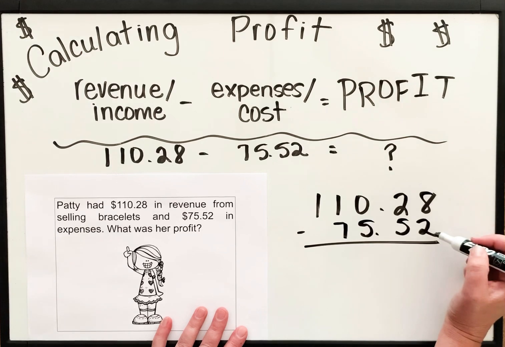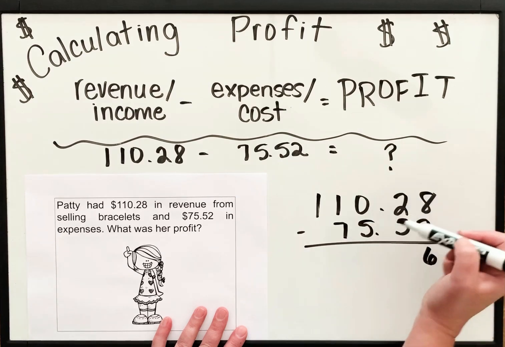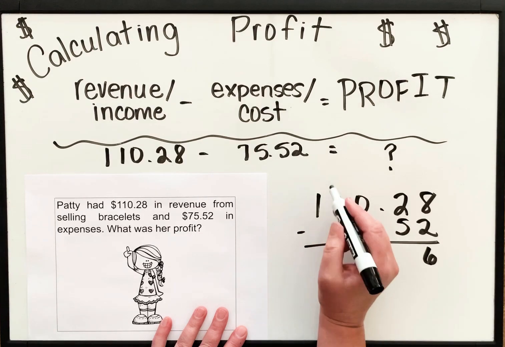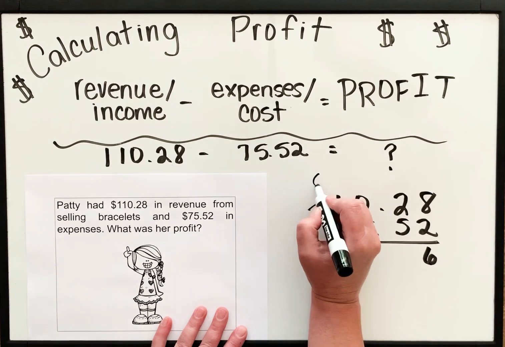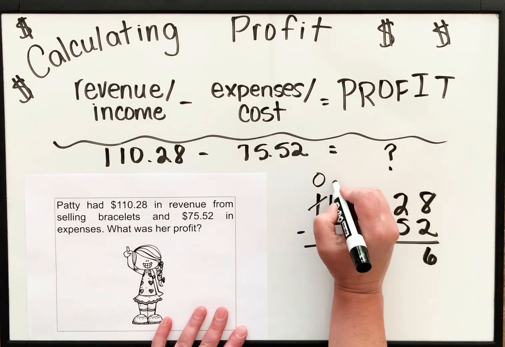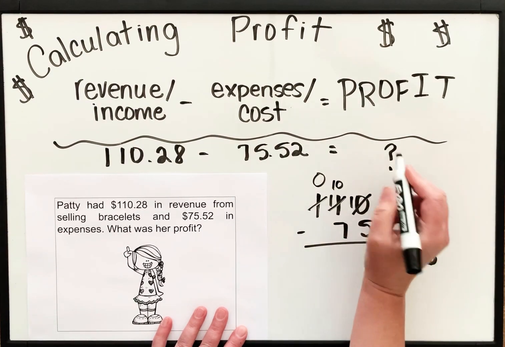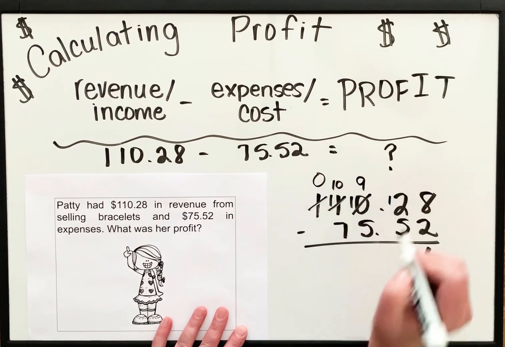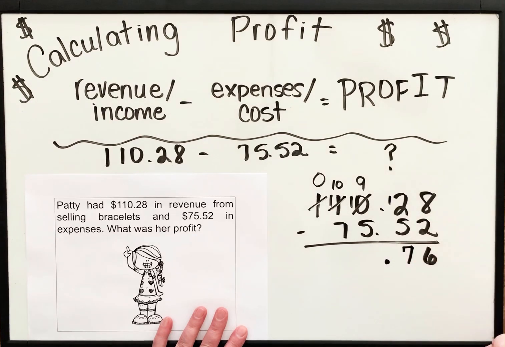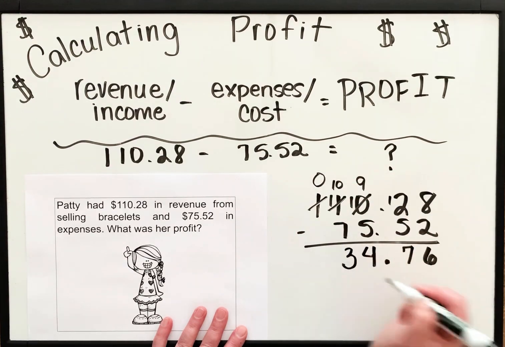Okay, now I can take 2 from 8, that is 6, but I cannot take 5 from 2. I need to regroup, but I can't take 5 from 0. I cannot take 7 from 1, so I'm going to start over here. Take 1 away from 1, that leaves me with 0, and that becomes an 11. Take 1 away from 11, that becomes a 10, and that becomes a 10. Take 1 away from 10, that becomes a 9, and that becomes a 12. 12 minus 5 is 7. Drop that decimal. 9 minus 5 is 4, and 10 minus 7 is 3.